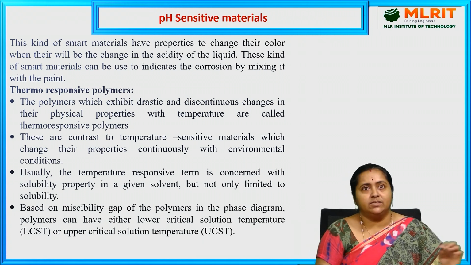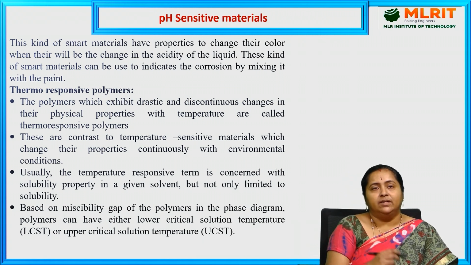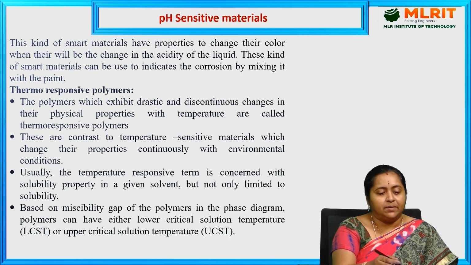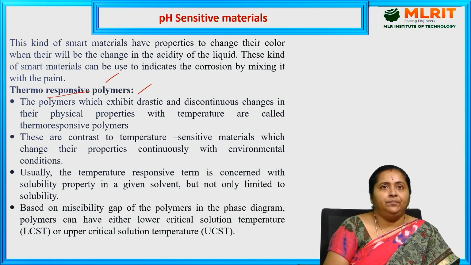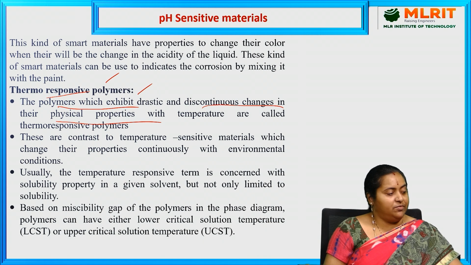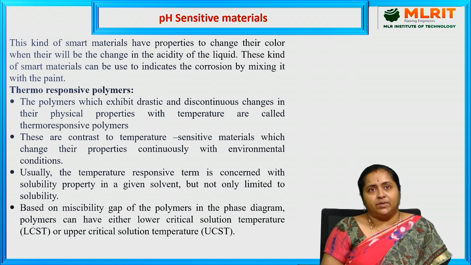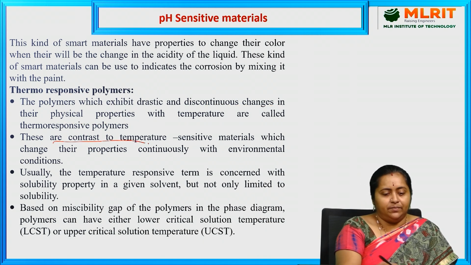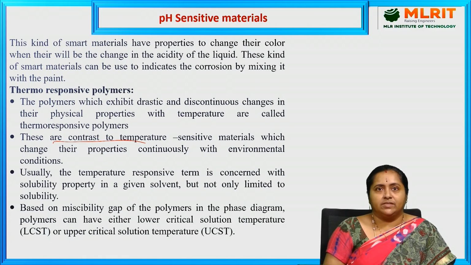And the next one is thermoresponsive materials. These are nothing but, as I told you, shape memory smart materials. These come under shape memory polymers. Thermoresponsive polymers are polymers which exhibit drastic and discontinuous changes in their physical properties when they are subjected to some amount of temperature. So with respect to temperature supply on that material, they are able to bring drastic and discontinuous changes in their physical properties. Such polymers are called thermoresponsive polymers. These are in contrast to temperature sensitive materials, which change their properties continuously with the environmental conditions.